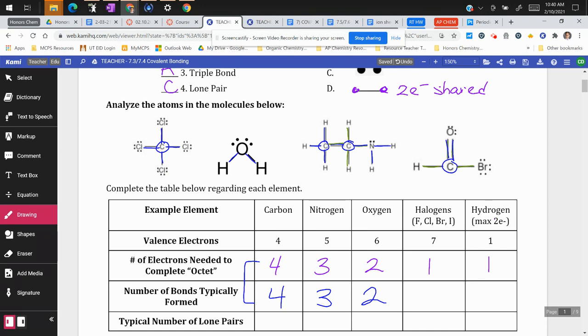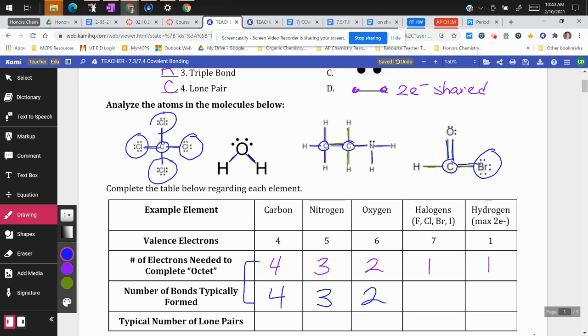So I can take a look at my halogens. I see bromine. Bromine has 1 bond. I see each of these chlorines also has 1 bond. So the halogens need 1 more electron to complete their octet, so they share one of their 7 valence electrons with another atom that also shares one of its valence electrons to make 1 covalent bond. If we take a look at hydrogen, each hydrogen also shares 2 electrons to form 1 additional bond.